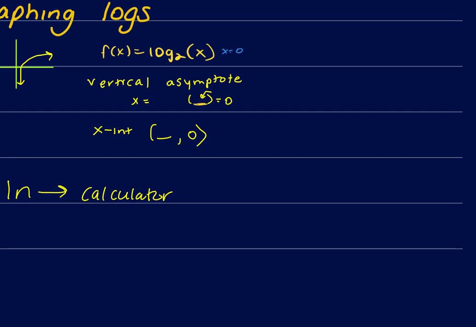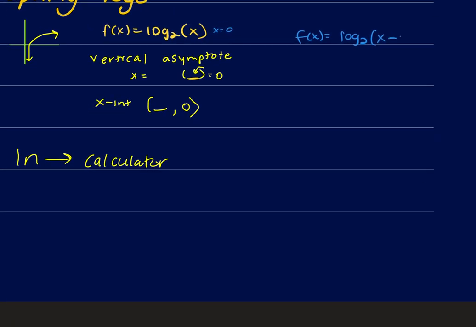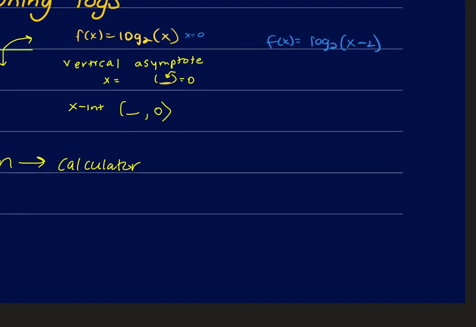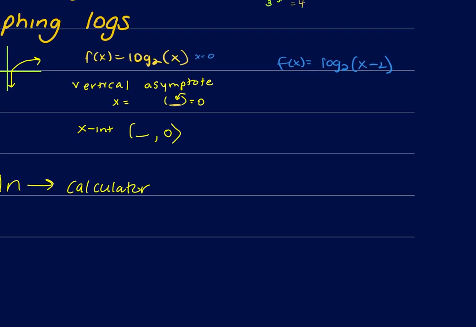If I shifted this in my parentheses, let's say we went to the right, so x minus 2, my vertical asymptote is going to shift to 2, and my log would point to the right that way. I would find my vertical asymptote by setting the parentheses equal to 0. So my vertical asymptote would be x equals 2.